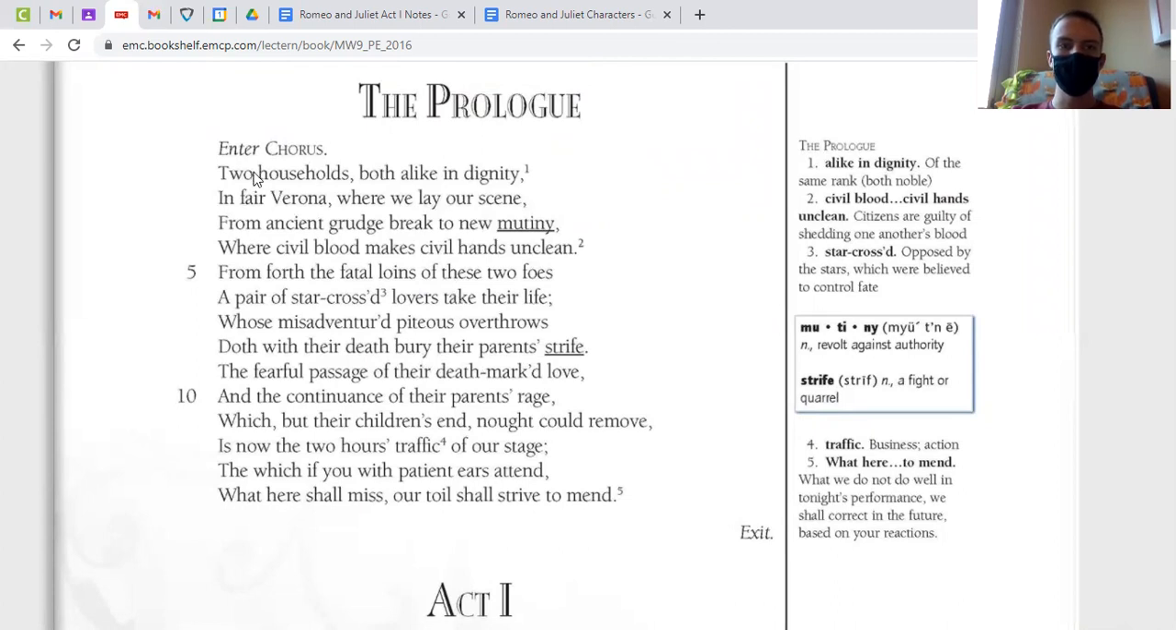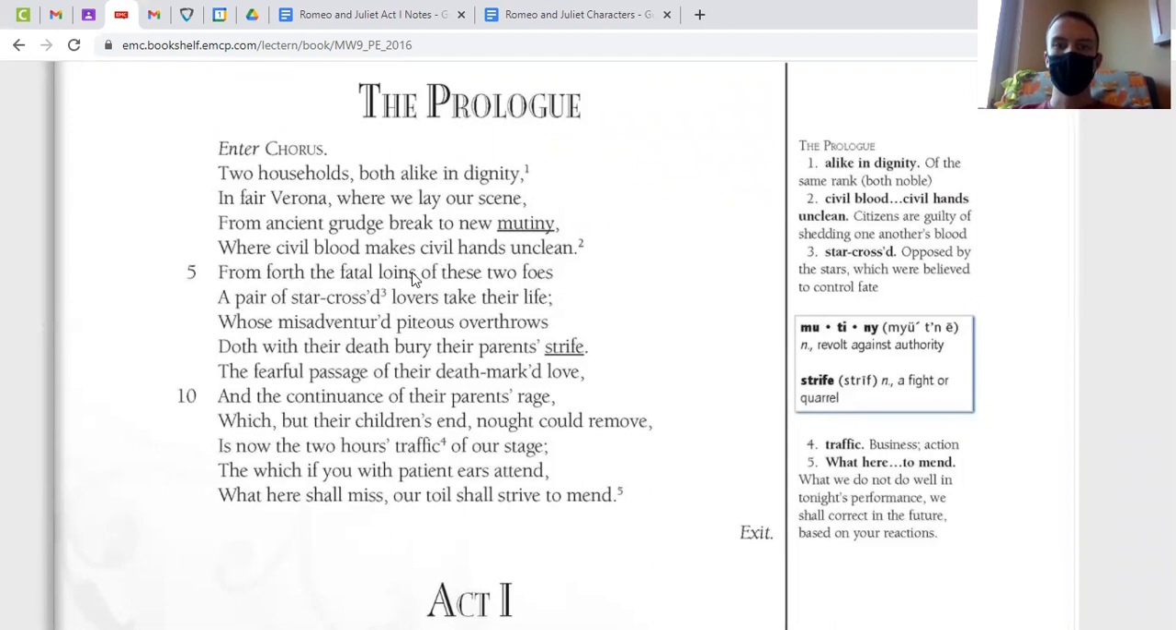And as you read through this, two households both alike in dignity, so the Montagues and the Capulets are the two houses in fair Verona, where we lay our scene. So that gives you the setting. We're in Verona. From ancient grudge break to new mutiny. So there was an ancient grudge. That means these two houses hate each other. Where civil blood makes civil hands unclean. So there's going to be blood spilled.